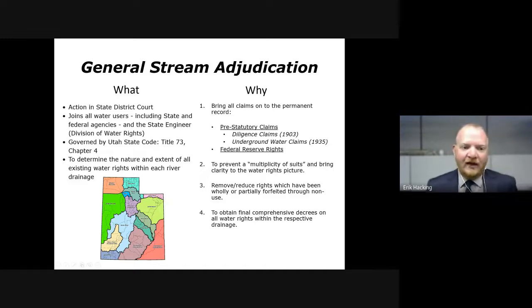Another purpose is to remove or reduce rights which have been wholly or partially forfeited through non-use. So Utah has, under statute, if a portion of a water right is not used within 7 years, it can either be partially or completely forfeited, and that is something that will be recommended during this general stream adjudication. And fourth is to obtain a final comprehensive decree on all water rights within this respective drainage.